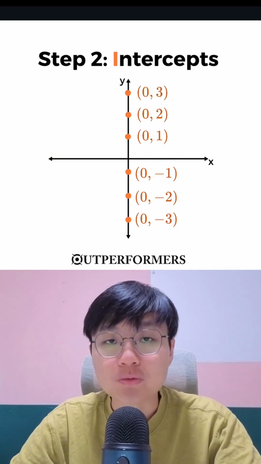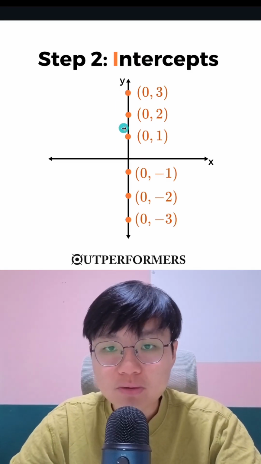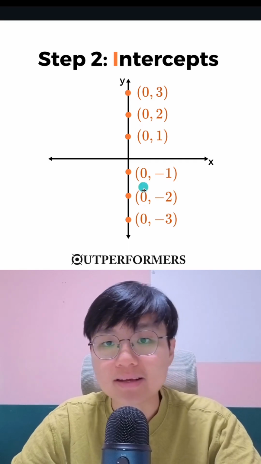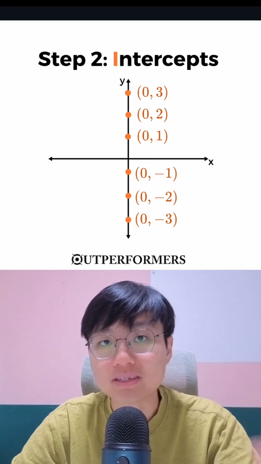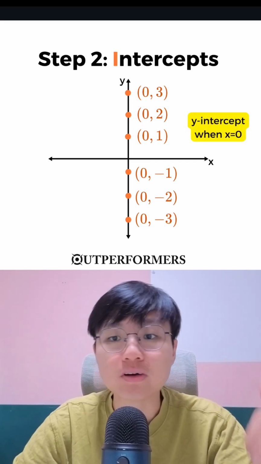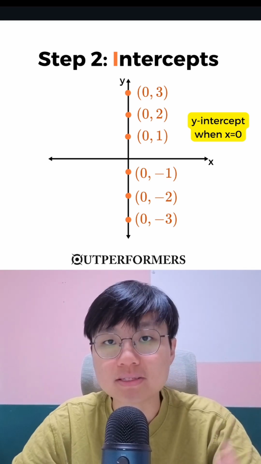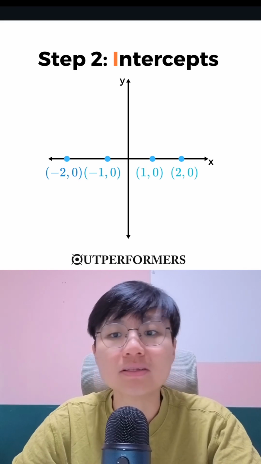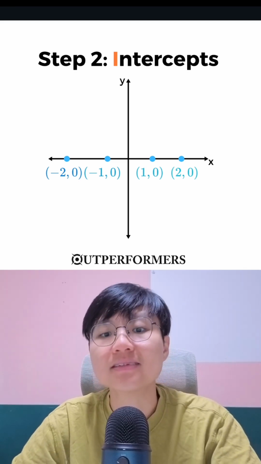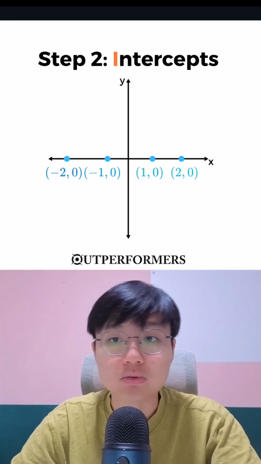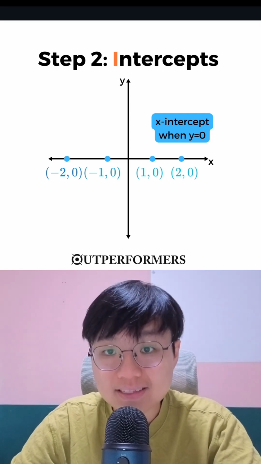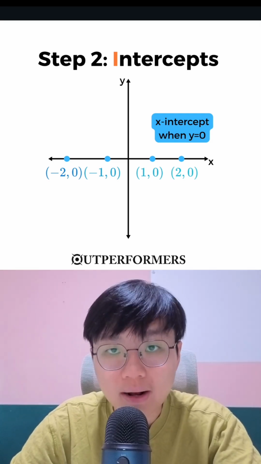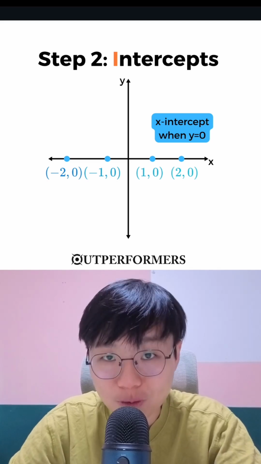Step 2, we'll be finding the intercepts. Every point on the y-axis has the x component equal to 0. So in order for you to find the y-intercept, we always set x equals to 0. And the reverse is also true. Every point on the x-axis has y component equal to 0. So in order for you to find the x-intercept, we will sub y equals to 0.